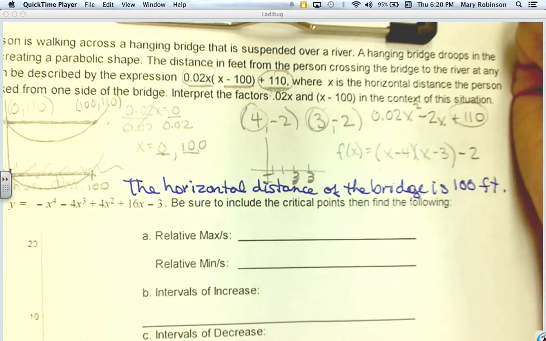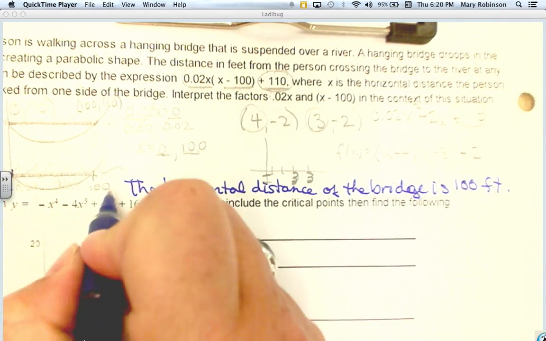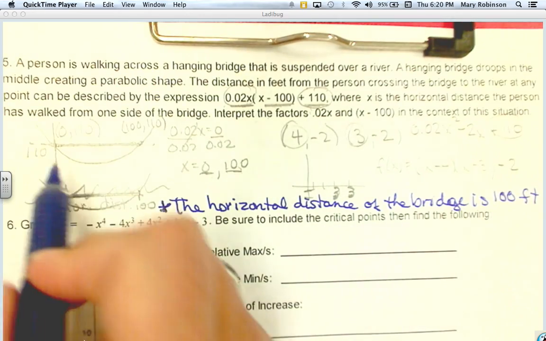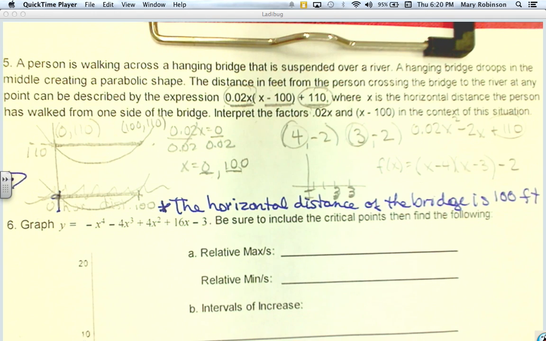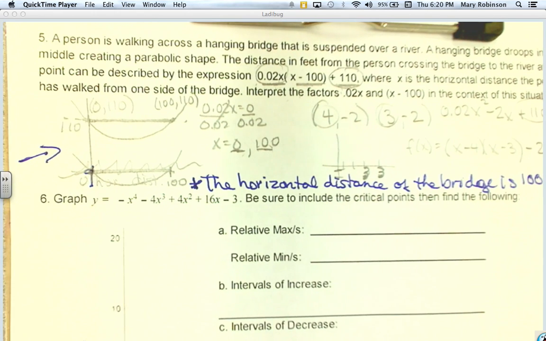So what do I want to see on your test? I need an explanation like this, but I also need a picture of a graph that shows that you understand what the expression is telling you.